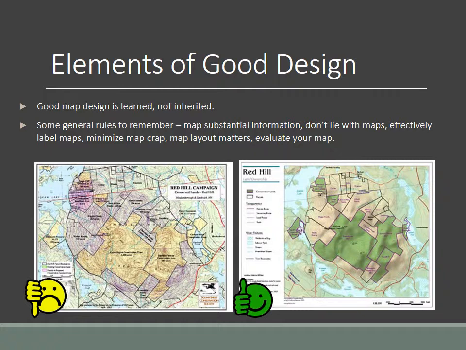Map layout matters. Unless the data suggests otherwise, move toward horizontal graphics that are about 50% wider than they are tall. Evaluate your map. Revise and edit your map to make sure it is conveying what you want it to. Approach colleagues or non-mappy people for help. If you keep these rules in mind, you will have great maps that set you apart from your peers.